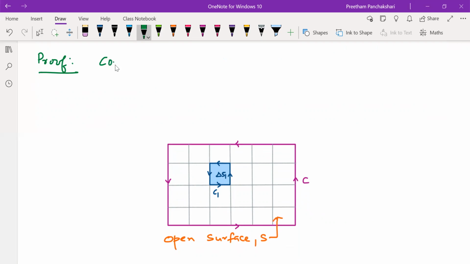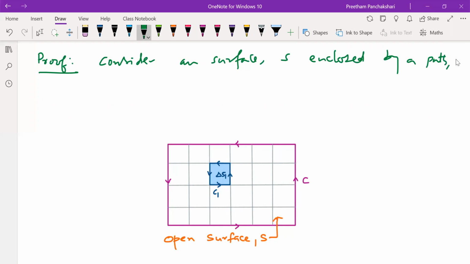So we have to consider a surface, say S, enclosed by a path, let us say C. That is very important. We should define first the surface and then the corresponding closed path. But to begin with, I'm going to consider an incremental surface area, or a differential surface area, that is enclosed by another small closed path. Then later we shall integrate to get the total value.